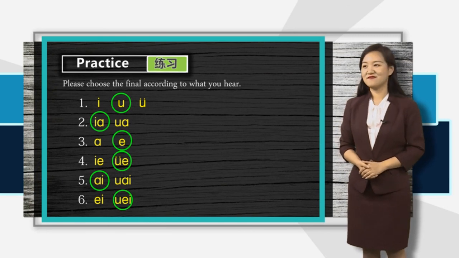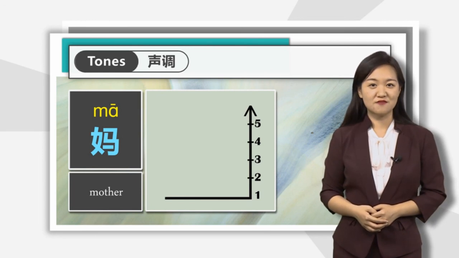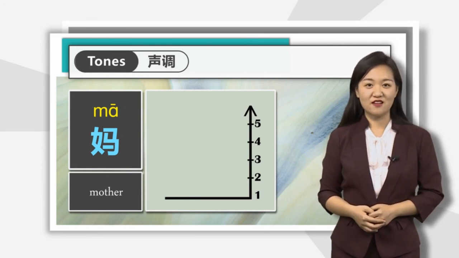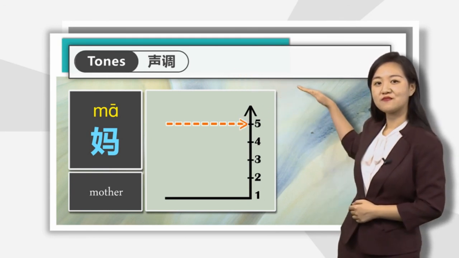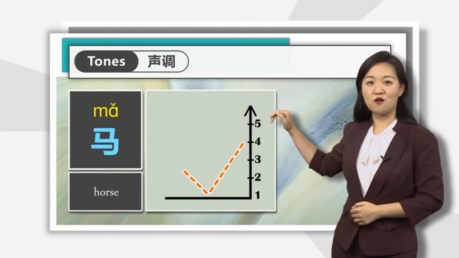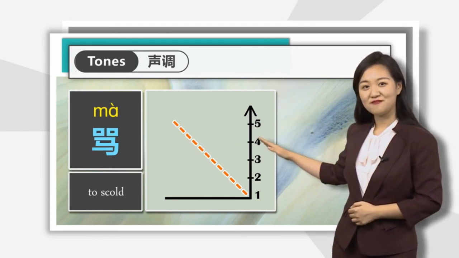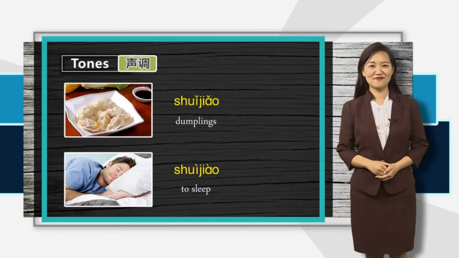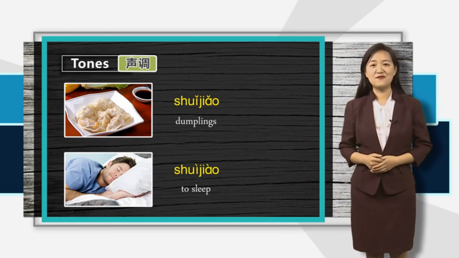Well done. In addition to initials and finals, Chinese syllables also include the tones. There are 4 tones in Mandarin. They are the first tone, ma, the second tone, ma, the third tone, ma, and the fourth tone, ma. You may ask, are the tones important in Chinese? Yes, they're very important because they make difference in meanings.